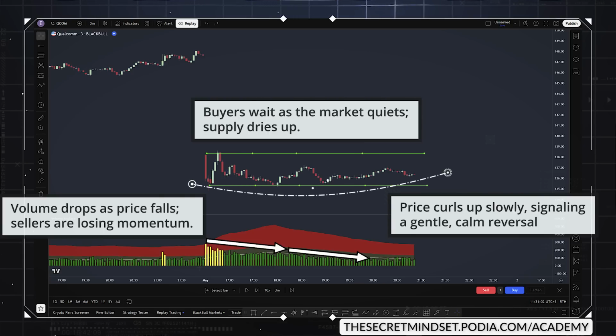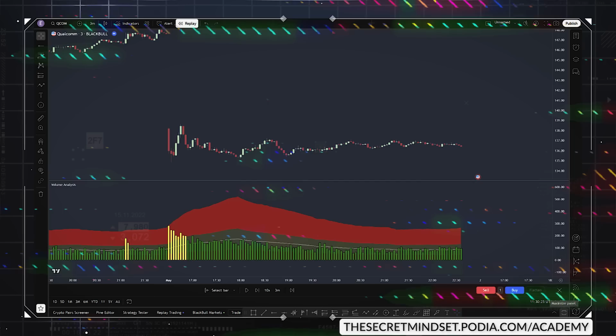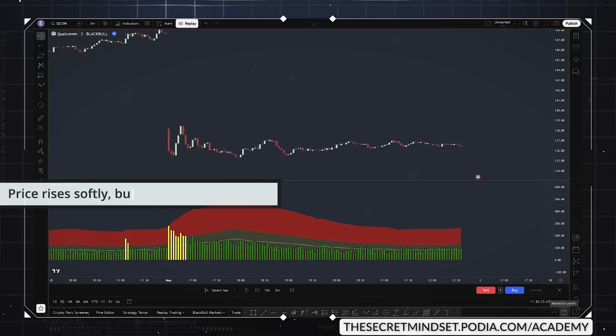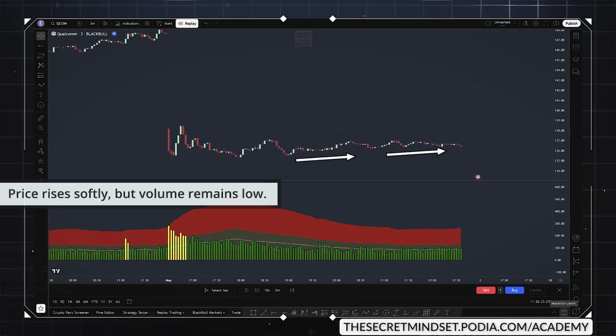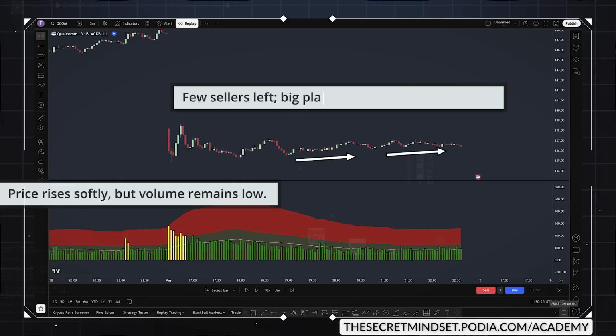Price keeps moving sideways and slowly curling upwards. It's not a sharp reversal. It's slow, gentle, and calm. Now here's the interesting part. The price starts to rise, but volume stays low. Most people think that rising prices mean buyers are strong. But here, the rise is soft. It's not about enthusiasm. It's about no one left to sell.